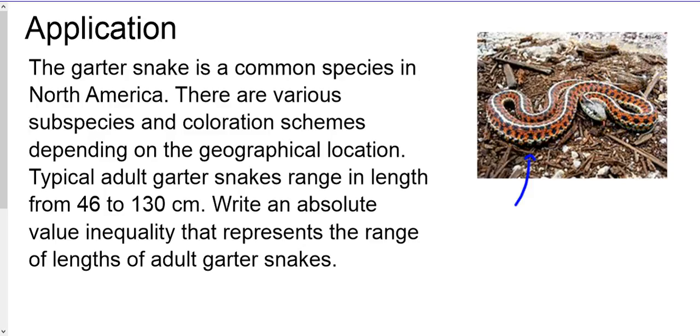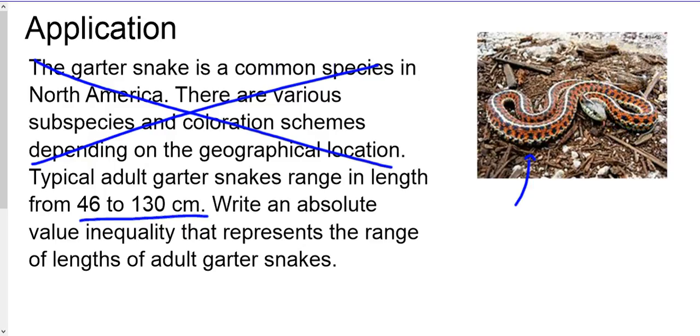All right, all this stuff, when you're ever doing a problem, it'll give you a bunch of junk in different problems. So that's great. Garter snakes, awesome stuff to remember, but not really pertinent. A typical adult garter snake ranges in length from 46 to 130 centimeters. Write an absolute value inequality that represents the range of lengths of adult garter snakes.